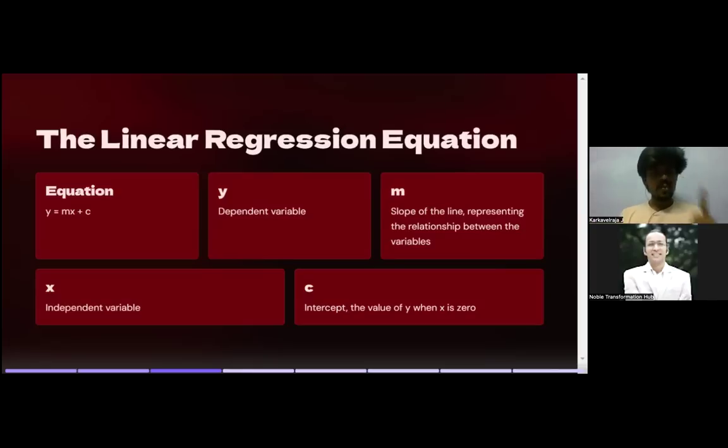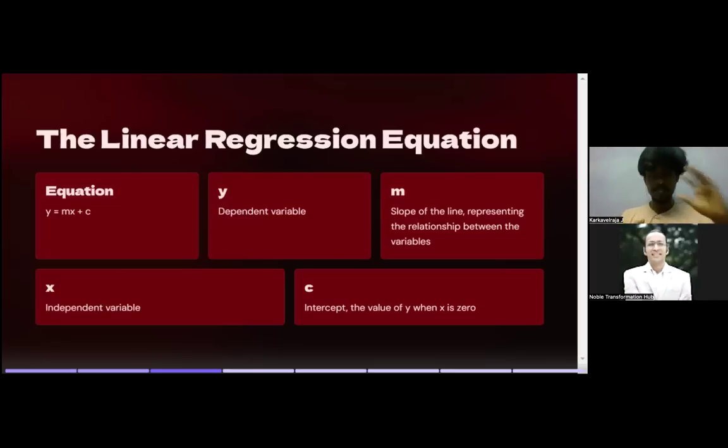So what is the equation of linear regression? It is y is equal to mx plus c. What is y? It is the dependent variable. What is meant by the dependent variable? It is the outcome. What is m? The slope of the line, representing the relationship between the two variables. That is, the line will be straight or somewhat slanting, like 90 degrees, 60 degrees, 30 degrees. That is the slope. What is x? It is the independent variable. You can consider this as an input or a feature.